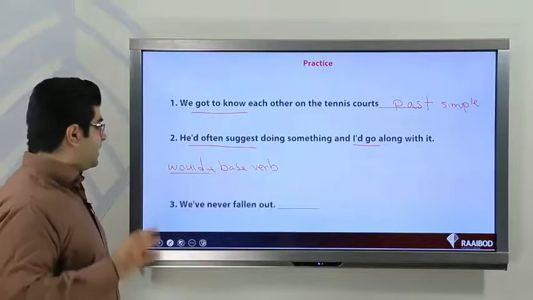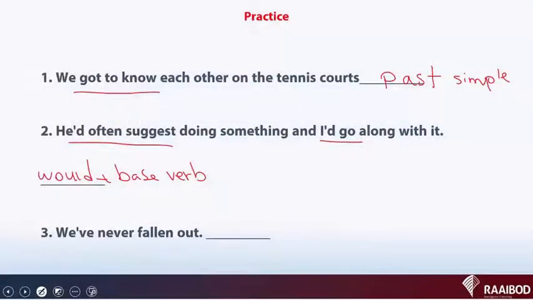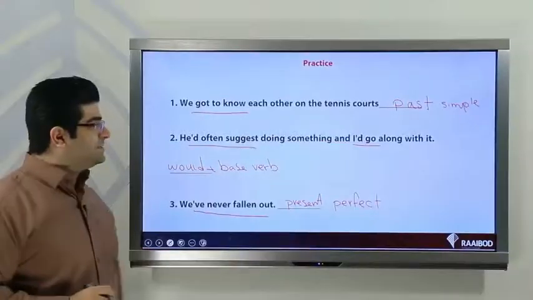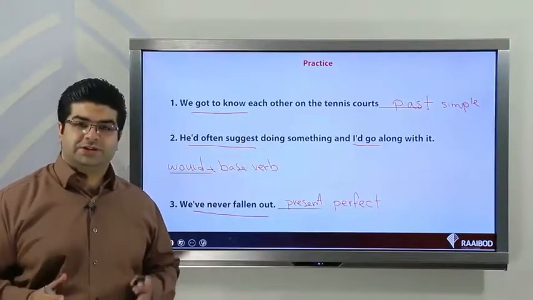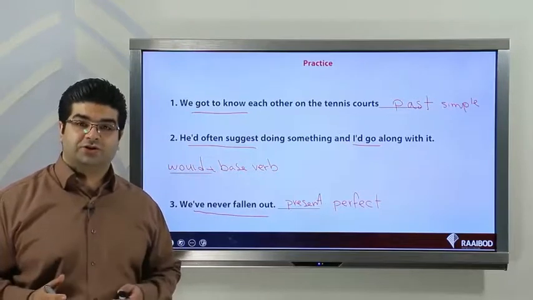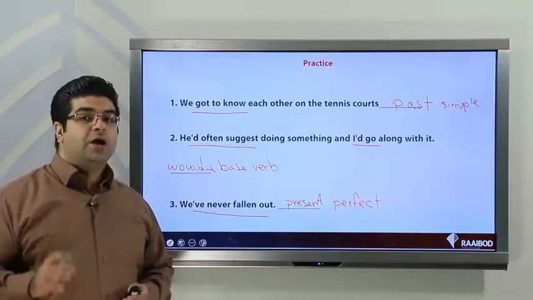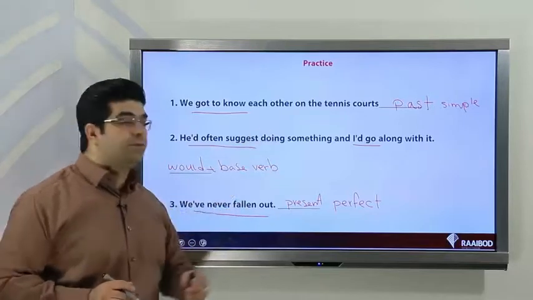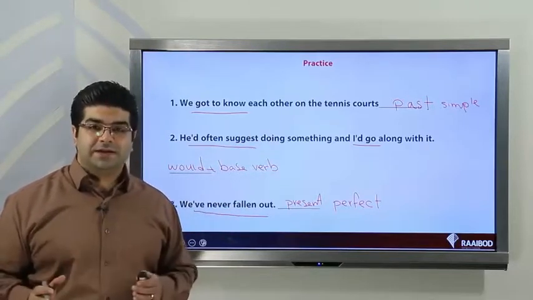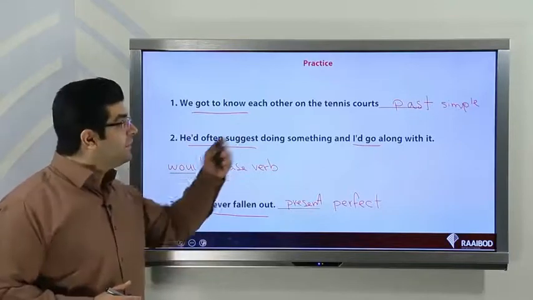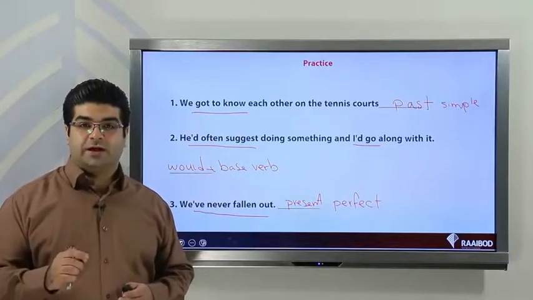Base verb. And the last one, we've never fallen out. Have fallen. This is present perfect. Look, these 3 different tenses convey different messages. They're used in different situations. So in the next video, I'll talk about first past simple. We'll discuss the possibilities and different uses of this past simple. This can help you a lot. Stay with us.